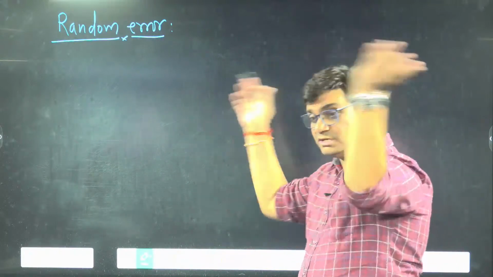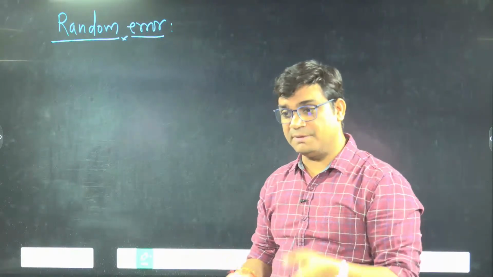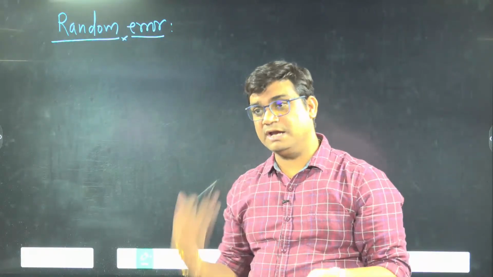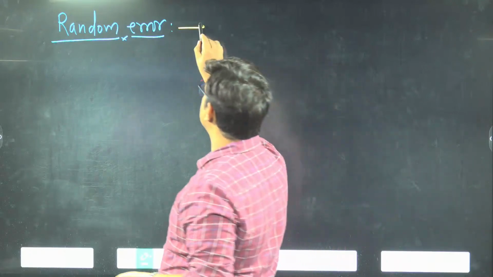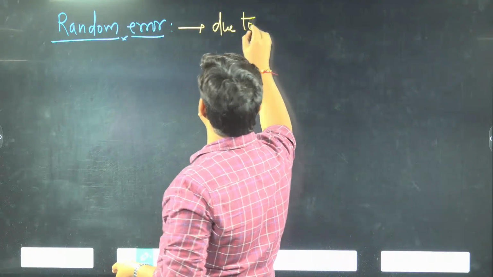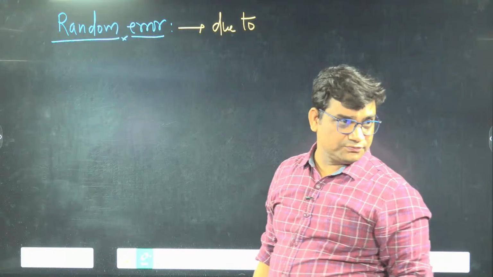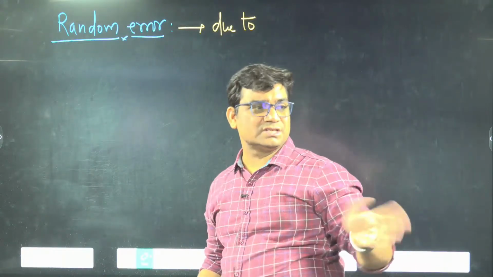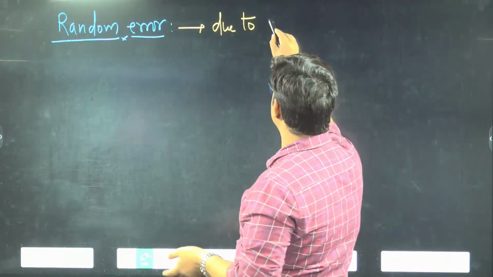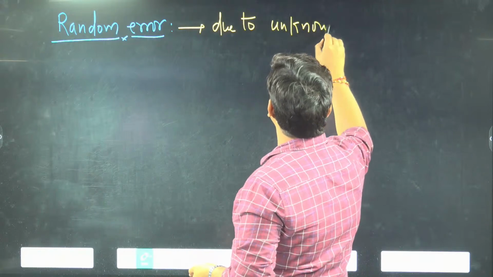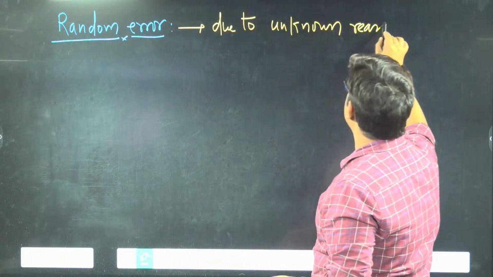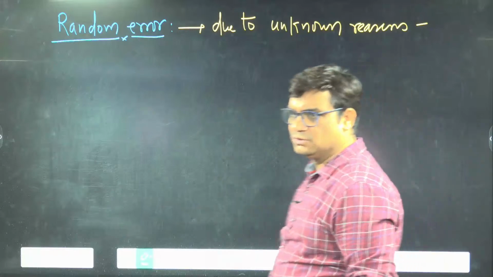Random reasons, that even you don't know what reason this error is coming from. You are taking the measurement and still error is coming. Means these errors are due to what reasons? These are coming because of random, unknown reasons that we don't know.